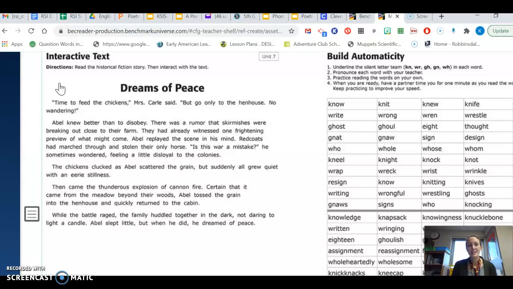So go ahead and read this again to yourself and try to find someone to talk to about it. What parts were confusing for you? And try to remind yourself, the British and the colonists. I remember redcoats are the British and the colonists are the rebels. So we have two sides of the Revolutionary War.